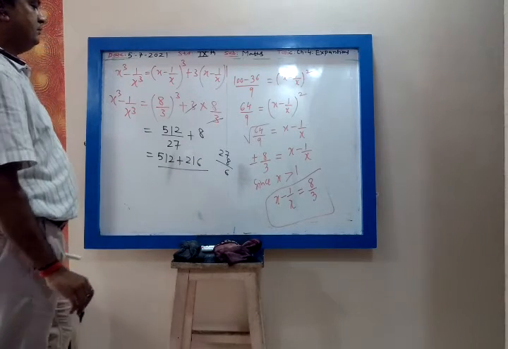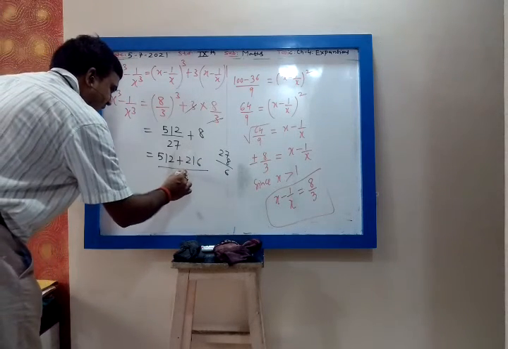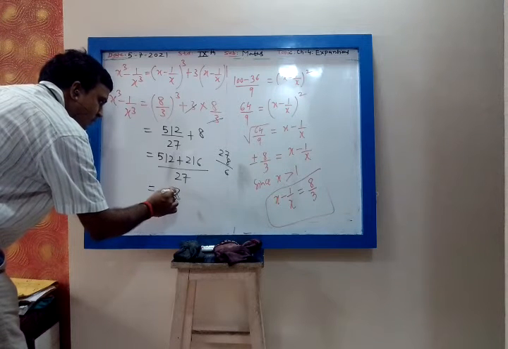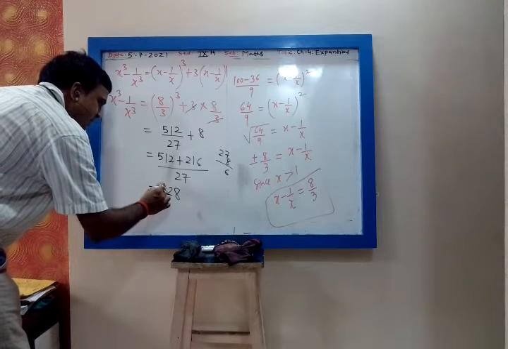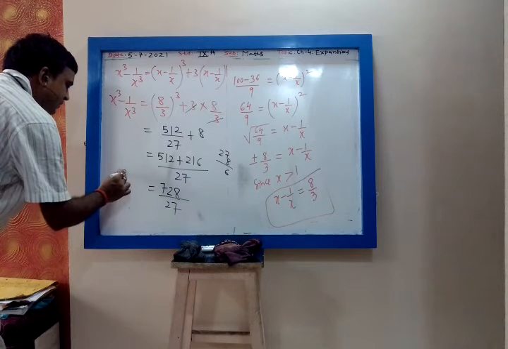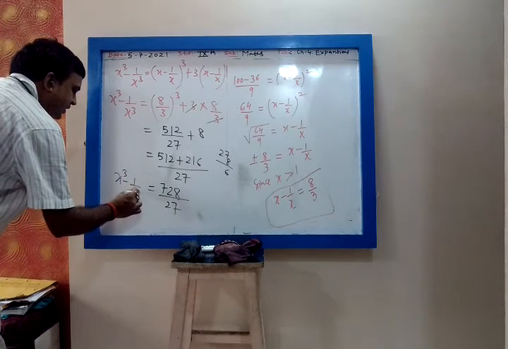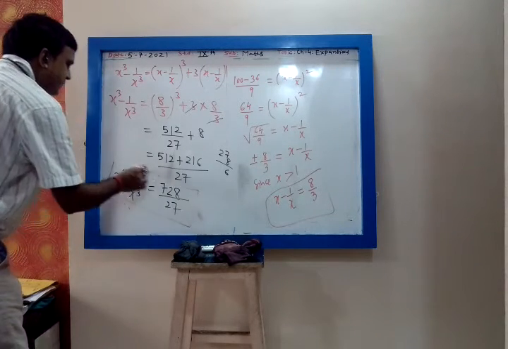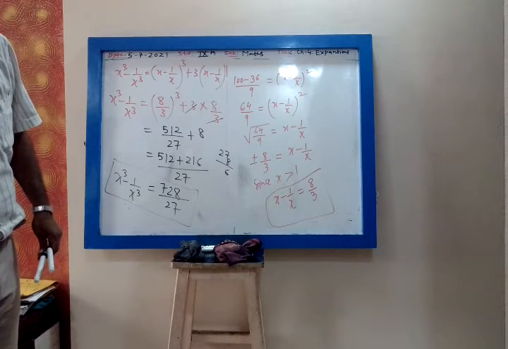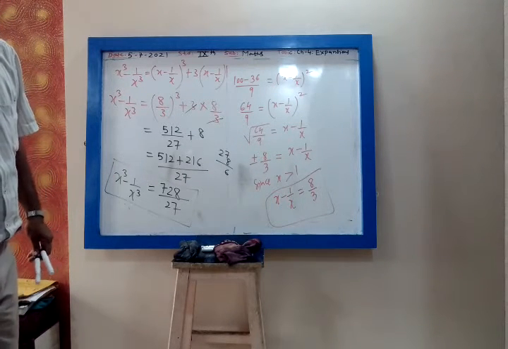Correct? Upon 27. So this is 512 plus 216, which is 728 upon 27. x cube minus 1 upon x cube is 728 upon 27. Okay.